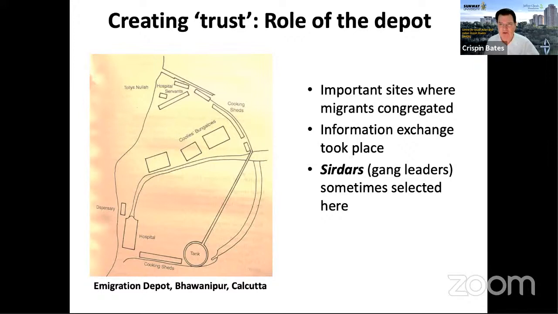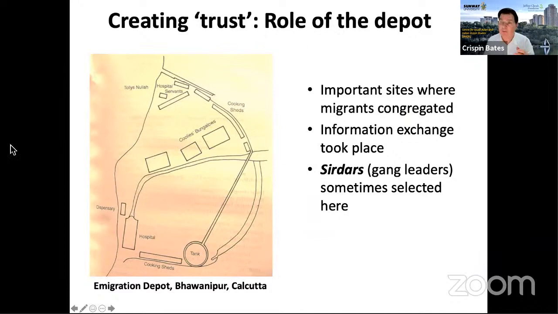So they might be left waiting for a long time at the depot in Calcutta or Mumbai or Madras. And these were important sites where migrants congregated and information was exchanged. And sardars, or gang leaders, were sometimes selected here based upon, obviously, their charisma, the confidence that others might place in them, and the promises that they made about the conditions of employment that they would secure for them when they arrived.